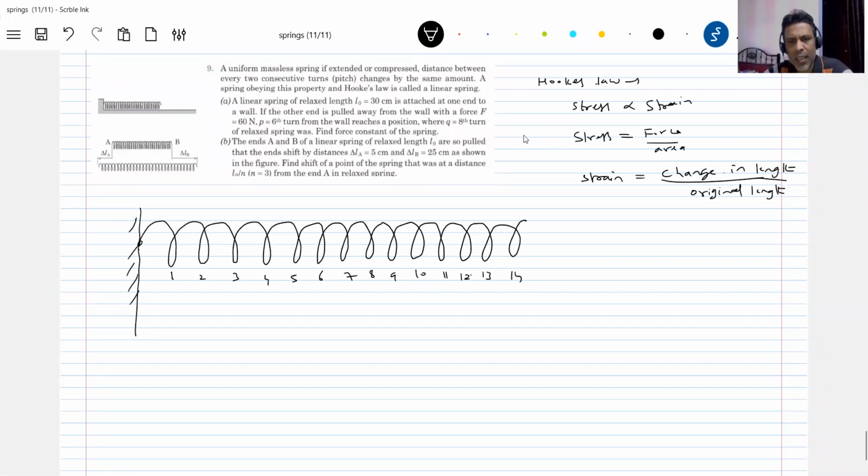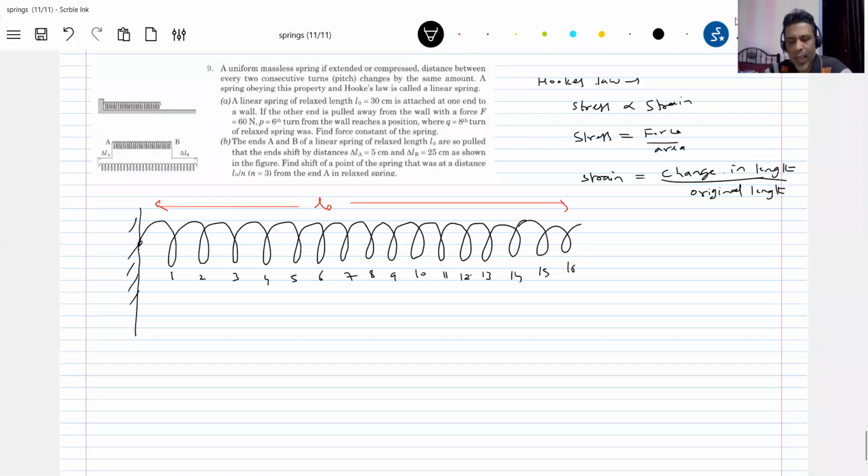Wait. I want answers, no? Find the force constant of the spring. Okay, 1, 2, 3, 4, like this. Okay, this is the spring here, 15, 16. Okay, let it be that one. So now what is the question? A linear spring of relaxed length L naught. So what is the length of the spring? Let it be L naught. So let's assume that some 16 turns are there.